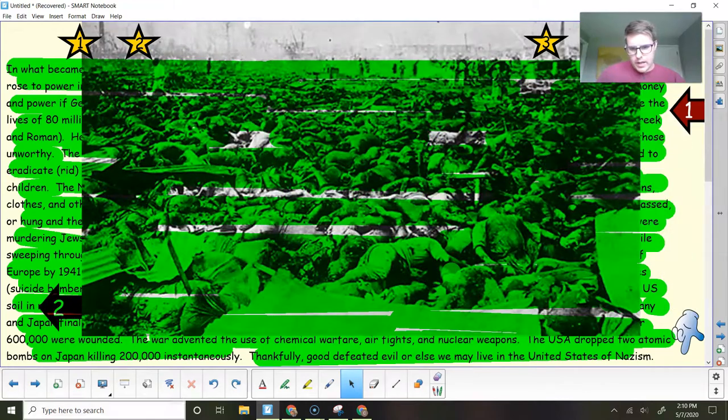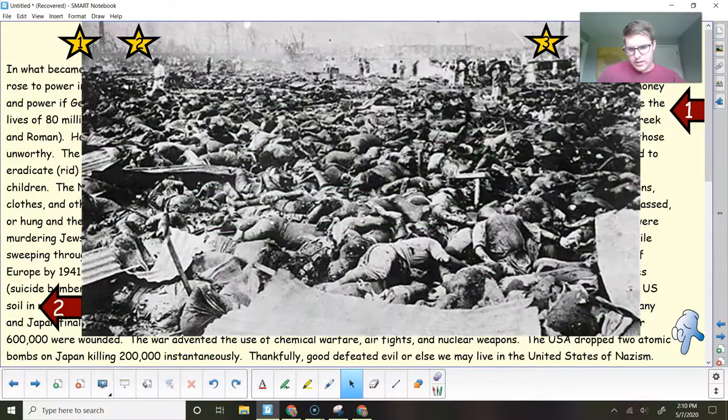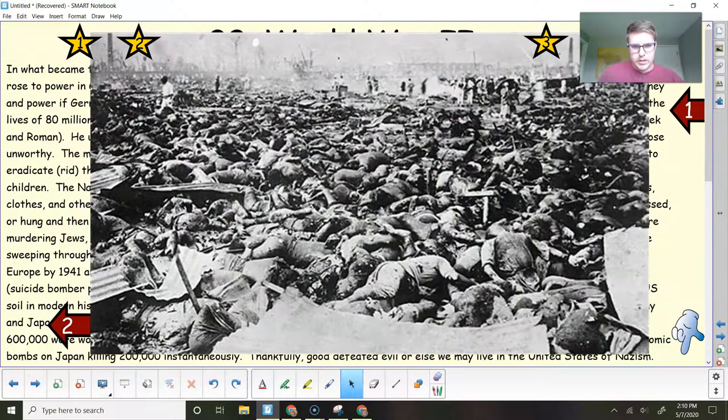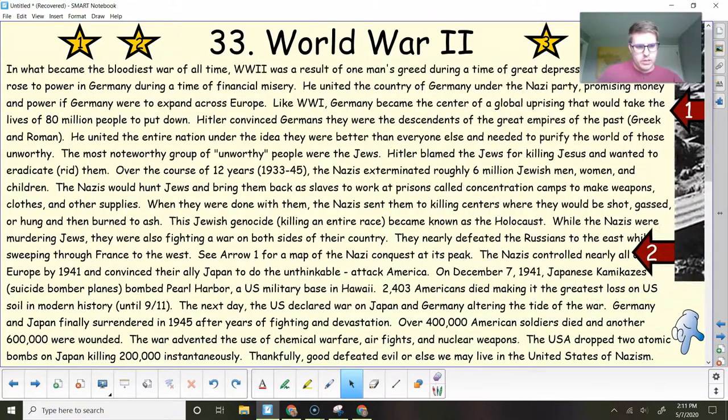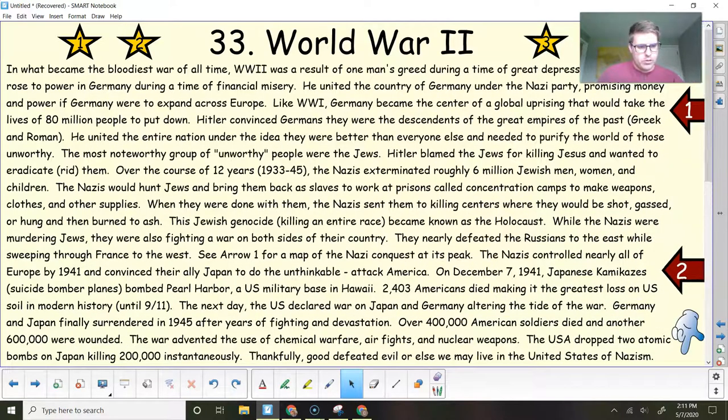But here is a really just sad picture of what it looked like. These are all dead bodies after the nuclear bomb went off. These are all Japanese civilians dead from the atom bomb. Yeah, terrible to look at. I know. I'm sorry. It's the truth, though. World War II was incredibly devastating.